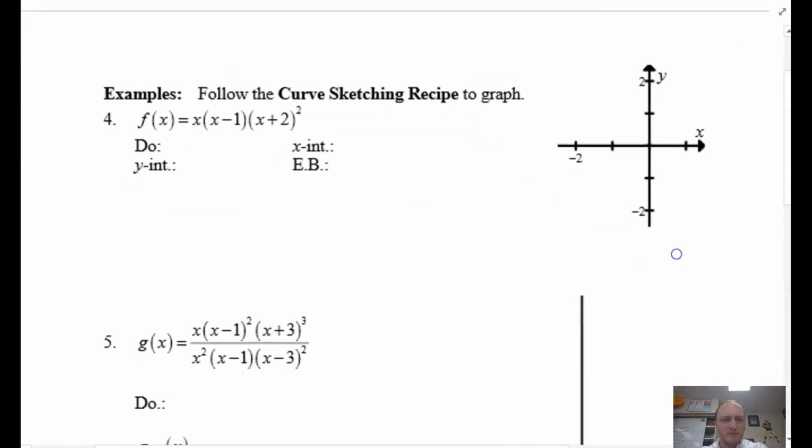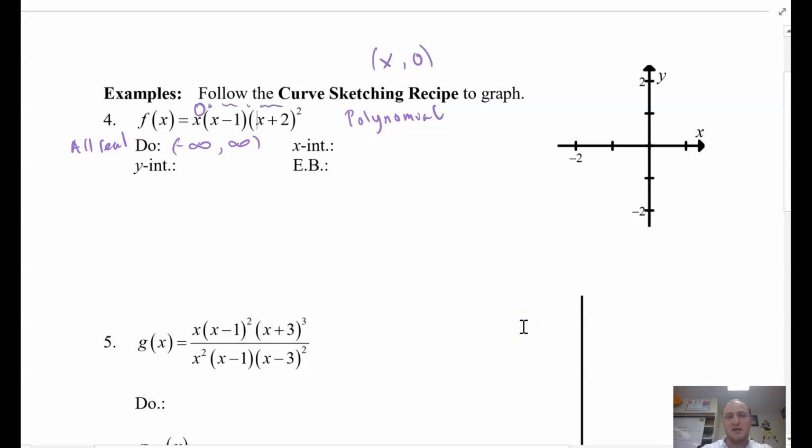Here is our first example of curve sketching. And what we have here is a polynomial. Okay, and a polynomial has domain values that go from negative infinity to positive infinity, right? All real values, all reals. The reason for this is that we don't have any type of restrictions or values that we have to be aware of. Okay, so what we're going to do, we're going to calculate our X-intercepts next.